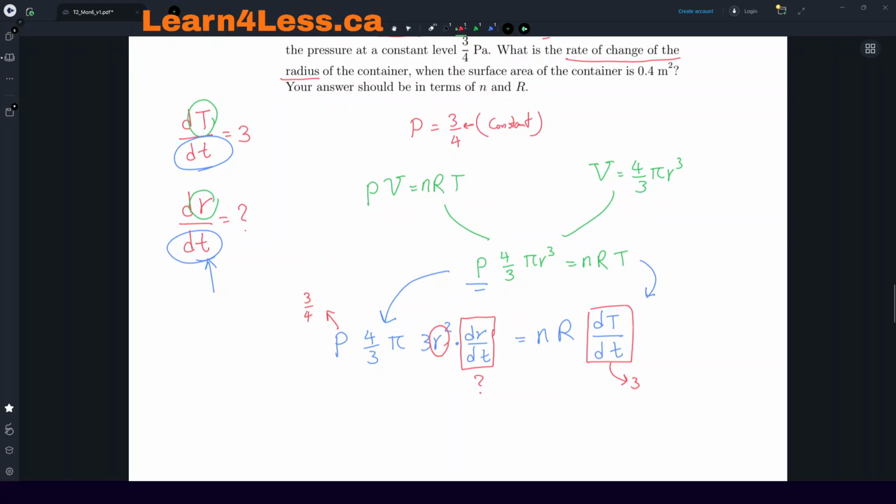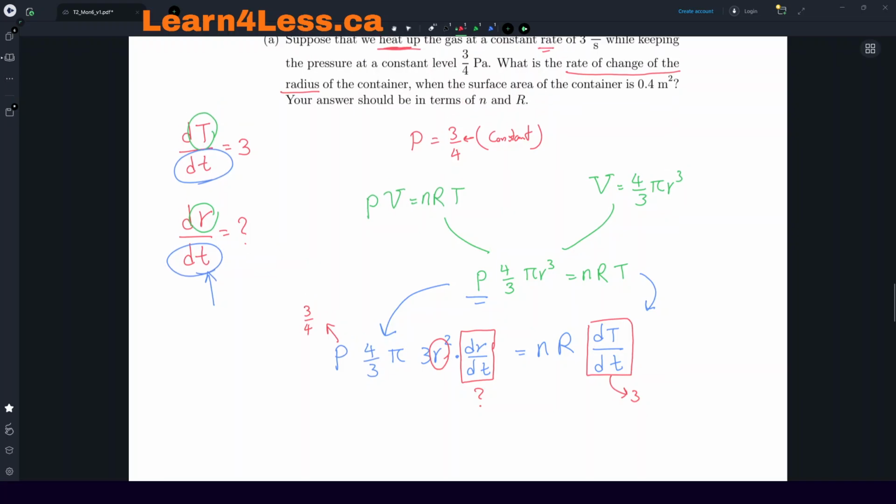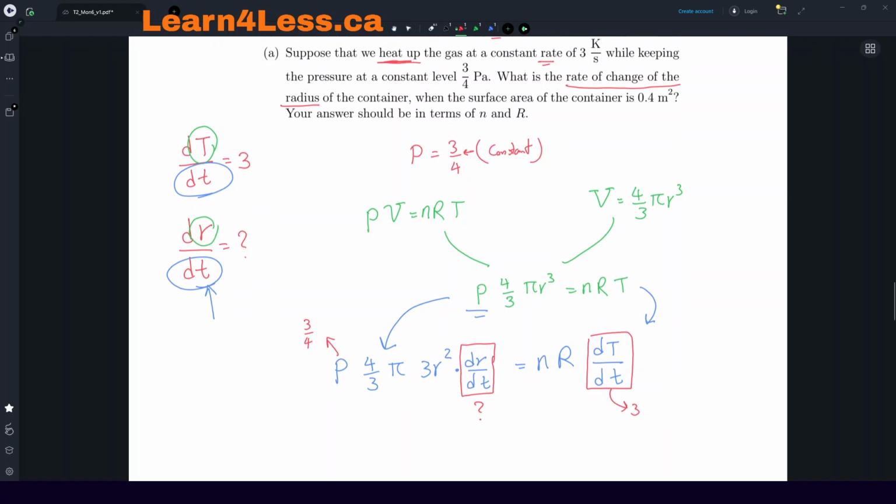And I'm not supposed to have r in my final answer because they said just these two are supposed to be there. So let's go back to the question and see how to find that r. They said they want to know the rate of change of the radius of the container. They want it when the surface area of the container is this much. So they don't want the equation generally, they want it at a specific point. At what point? When the surface area of the container is 0.4 square meters.